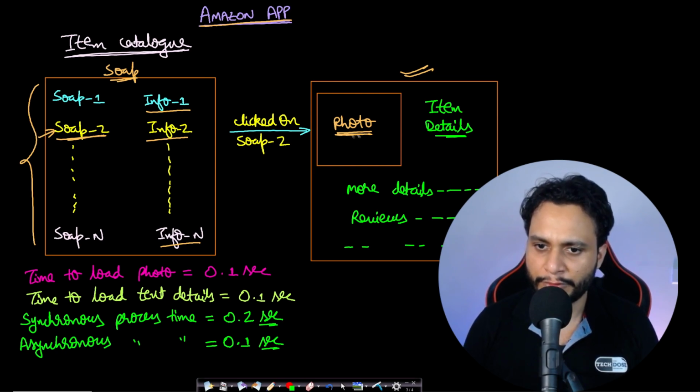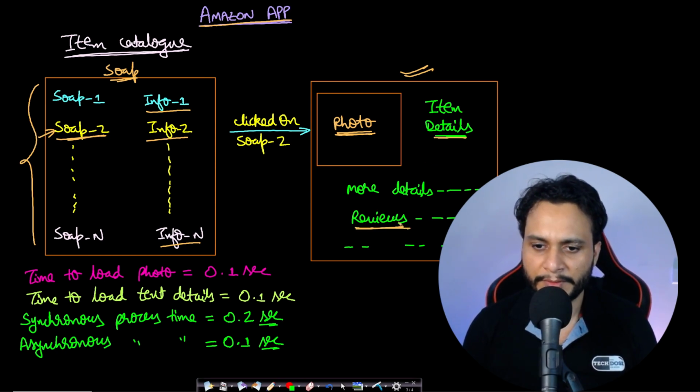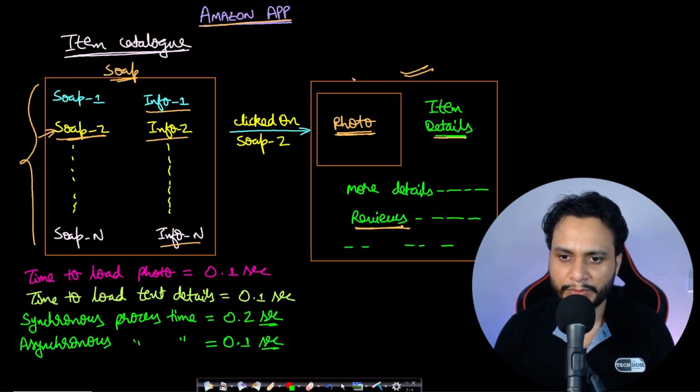Where you will have a photo of the soap, a bigger picture, and maybe multiple pictures and video recommendations. And then you will see item details, a lot of details about dimension, weight, quality, ingredients and many other things. You will also see the reviews. All these things are present in the detailed item page, which is meant for soap 2. Let's say we clicked on soap 2. Now in order to show this detailed page, we have two types of information here.